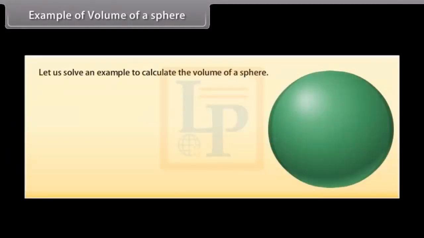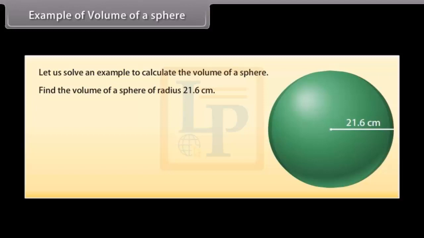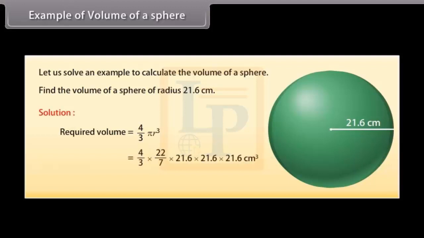Example of volume of a sphere. Let us solve an example to calculate the volume of a sphere. Find the volume of a sphere of radius 21.6 cm. Solution. Required volume is equal to 4 upon 3 pi r³, which is equal to 4 upon 3 into 22 upon 7 into 21.6 into 21.6 into 21.6 cm³, which is equal to 4230.34 cm³.